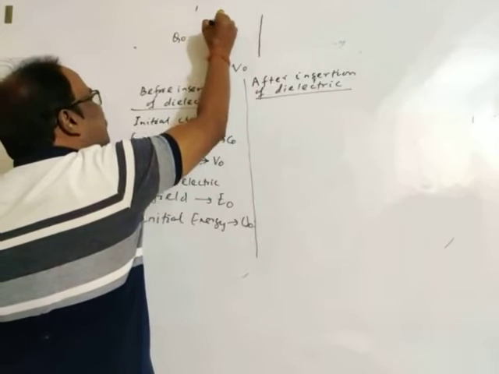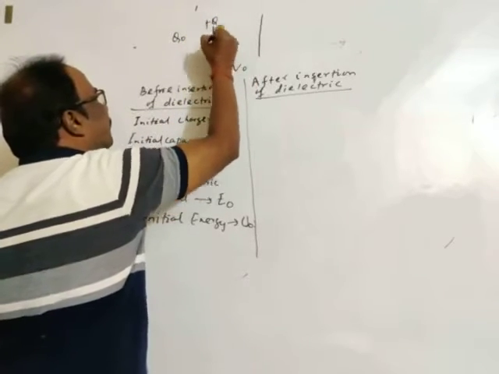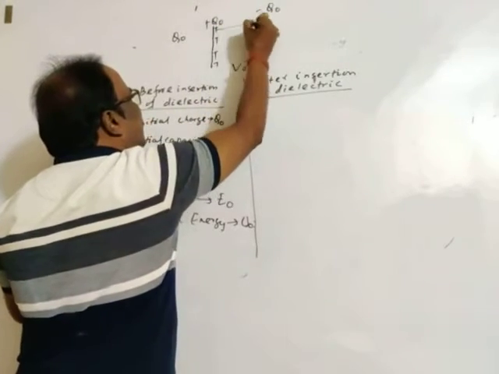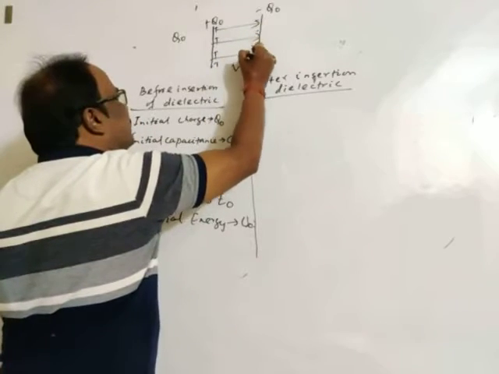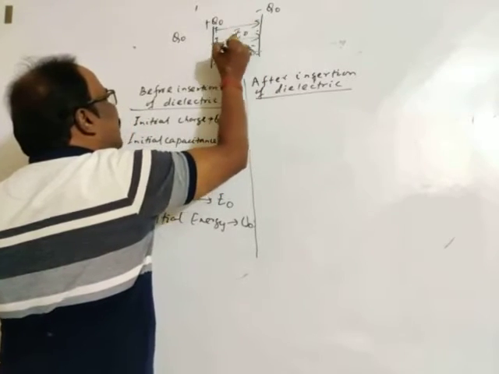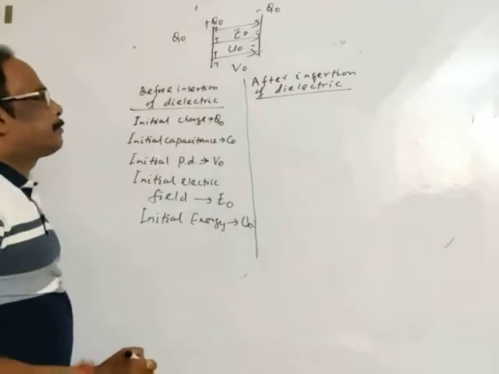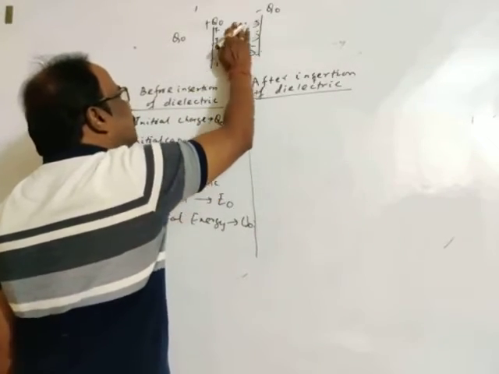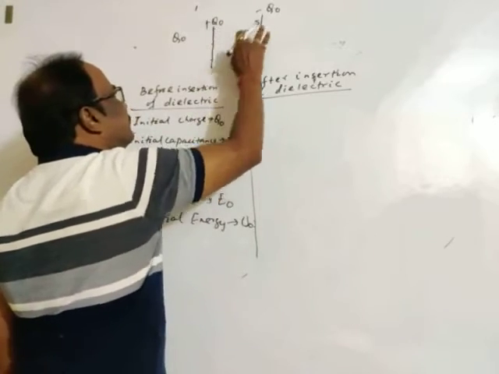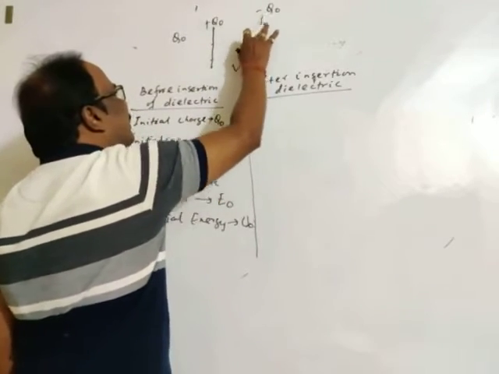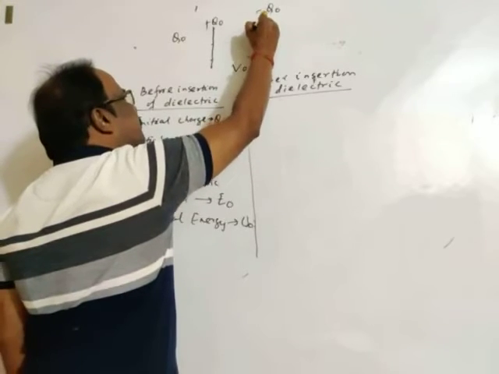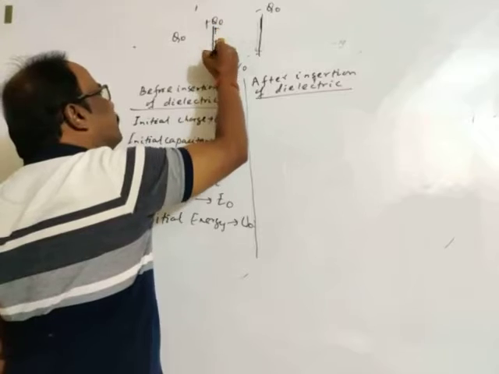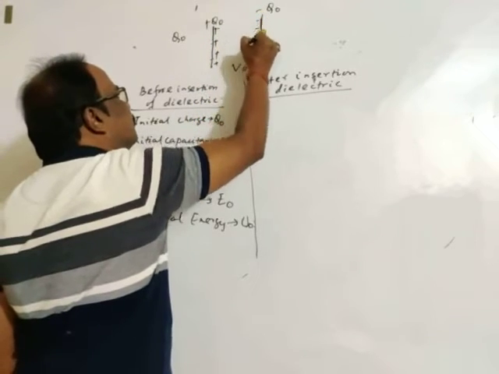This is positive charge, Q naught, negative charge, minus Q naught, and electric field exists between the plates. Electric field is E naught and the energy storage is U naught. These are the conditions we have already taken. This plate has positive charge and this plate has negative charge.